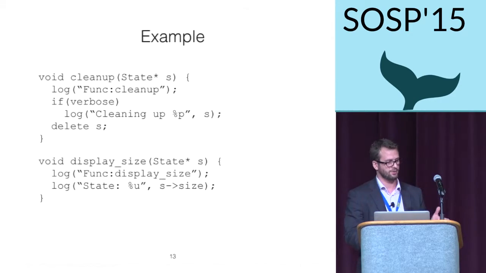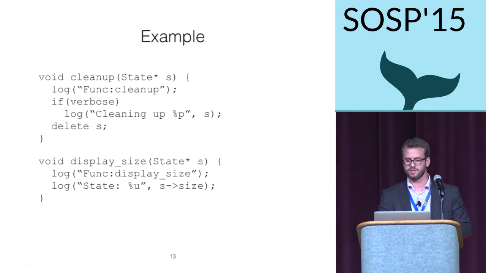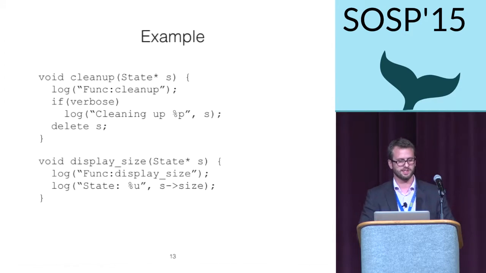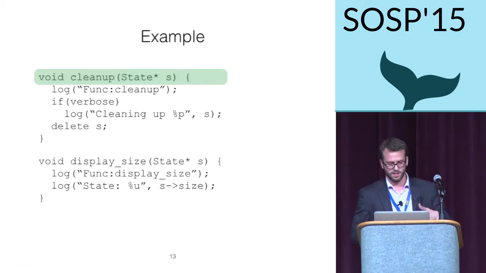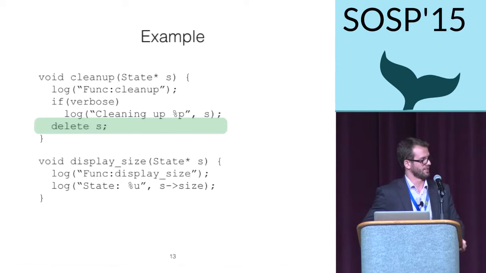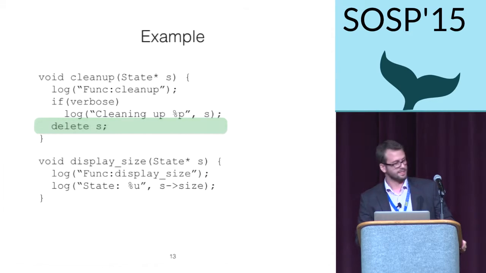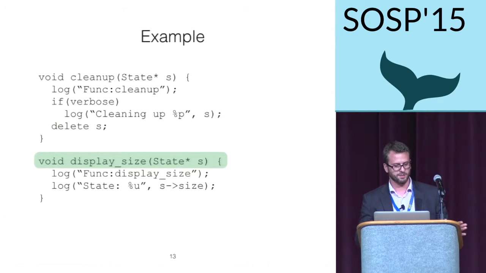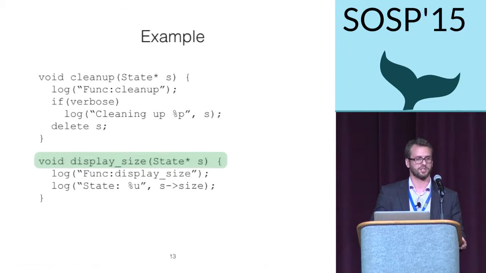To better understand how static slicing works, I'll walk you through a simple example, and I'll continue using this example for explaining the rest of the operation of GIST. So in this example, let's consider the code snippets that show a cleanup function that prints some debug messages and deallocates the memory that was allocated for the state object S, and the display size function that prints some debug messages and displays the size of the state object S. There's, of course, other code, and in particular code that calls these functions, but they're irrelevant for the purposes of this example.